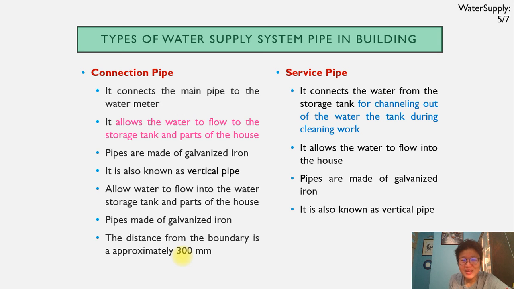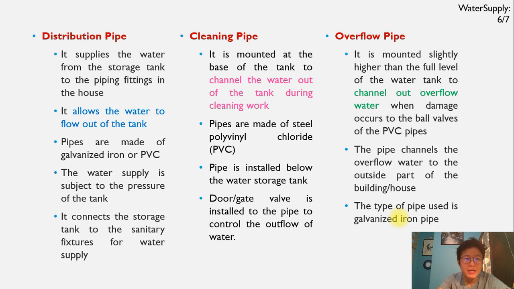Another problem. Okay, the service pipe, they connect the water from the storage tank for churning it out and cleaning. Also allow water to go into the house. Usually galvanized iron. We also know them as galvanized pipes, vertical pipes. The distribution ones, what do they do? They allow the water to flow out of the tank. Usually they are PVCs, smaller ones. It could also be galvanized, and this water supply is subjected to the pressure of the tank. Your water tank up there, water comes down to flow to other parts of the house. So it connects the storage tank to usually sanitary fixtures, the toilets and the bathrooms and all.